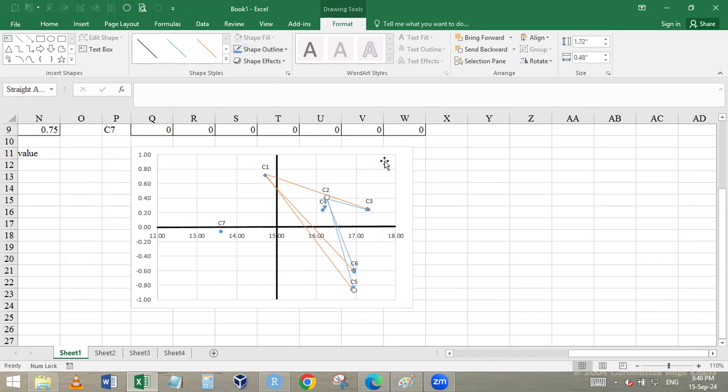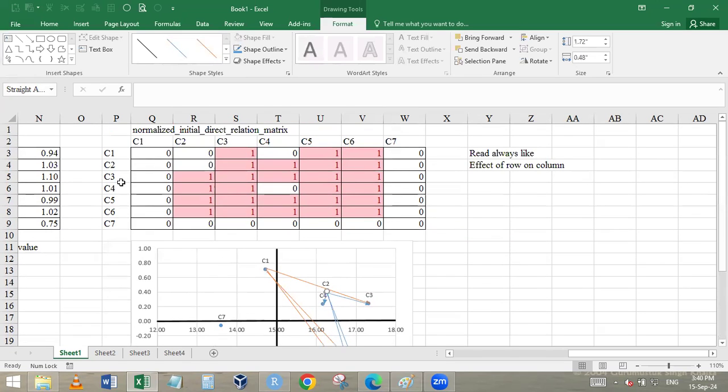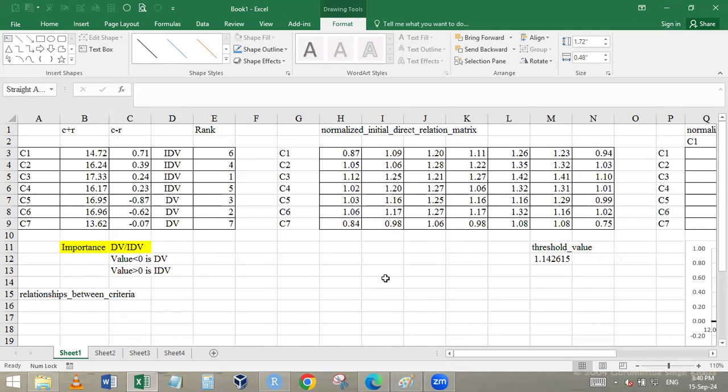Next one, from C3, there is an effect on C2, C3, you can put the arrow. One interesting thing here I want to share with you. There is no other technique that talks about the reciprocity. Look at the C5, 6, 7.